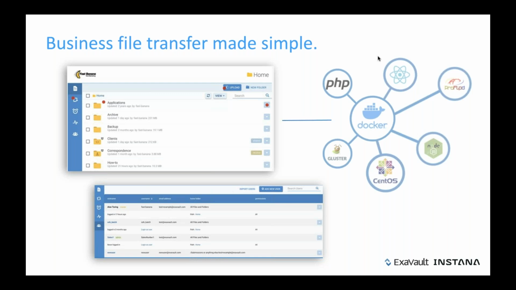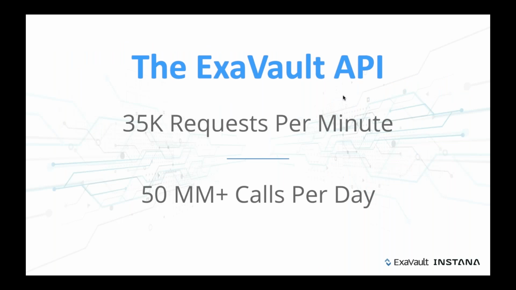So it ends up being a fairly complex stack, which as you can imagine starts to become somewhat complex from a monitoring standpoint. So if we go to the next slide, I'll give you some stats on the API itself. Our API is perhaps not Google levels, but there's definitely some volume to it. We serve about 35,000 requests a minute. We do about 50 million calls per day. And interestingly enough, the numbers are relatively constant throughout the day.